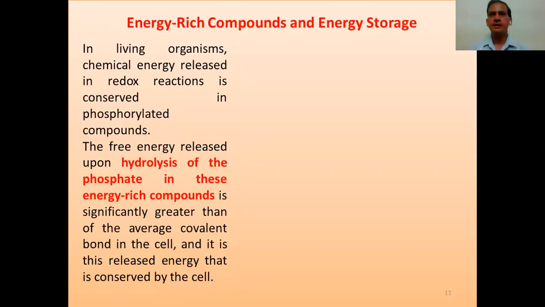So, energy-rich compounds and energy storage. In living organisms, chemical energy released in redox reactions is conserved by phosphorylated compounds. So usually there is formation of phosphorylated compounds. The free energy released upon hydrolysis of the phosphate in these energy compounds is significantly greater than that of the average covalent bond in the cell. And that is the reason the energy is stored in the form of phosphorylated compounds. When this energy is released, it is conserved.